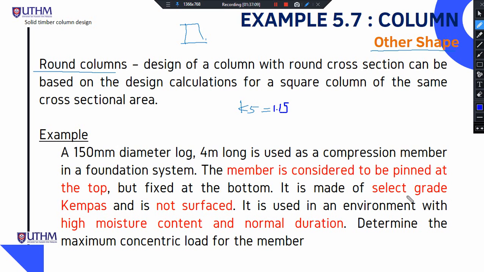It is made of select grade compass. The species is compass and the grade is select, and it's not surfaced. It is used in an environment with a high moisture content and normal duration. Since the moisture content is high, you need to determine the stresses from Table 1, using the wet stresses. Determine the maximum concentrated load for the member, so determine P.